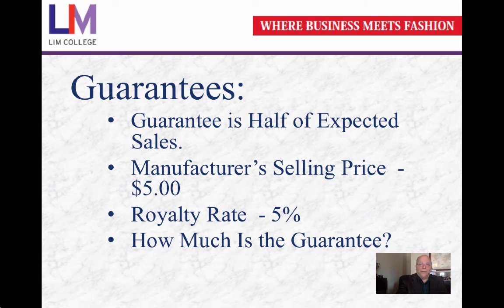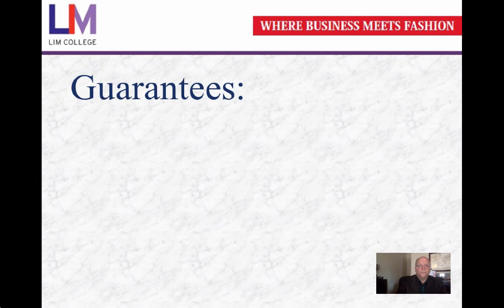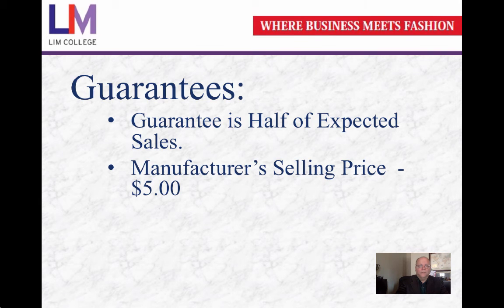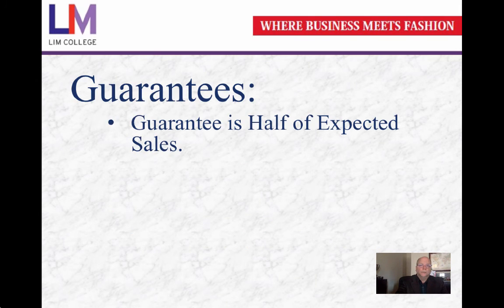Guarantee is half of the expected sales. Let's go back to the example from the get-go. I know this is confusing. The licensee estimates it can sell between 250 and 300,000 units. The guarantee is half of the expected sales. Manufacturer selling price is 5. Royalty rate is 5%. How much is the guarantee? That's the question.